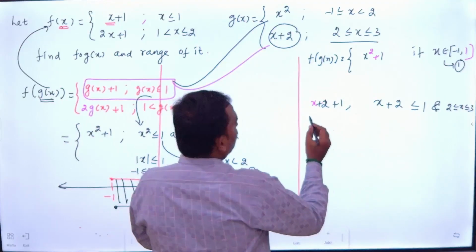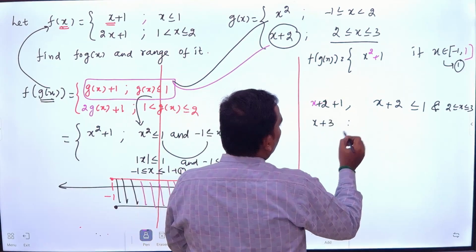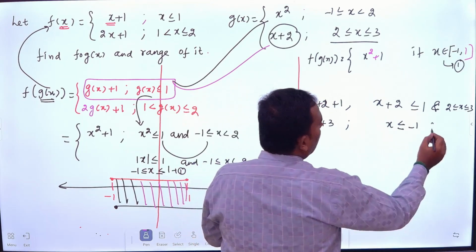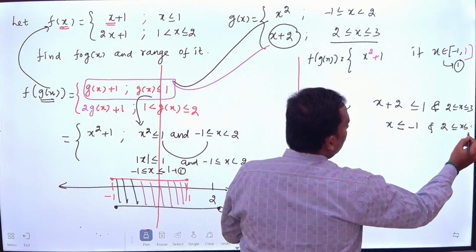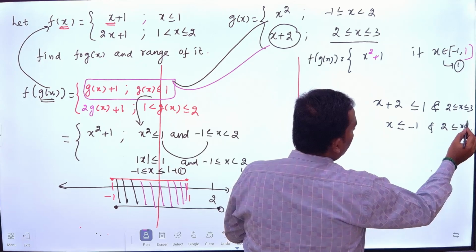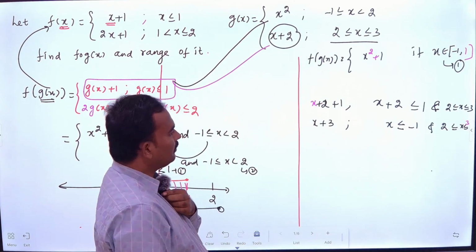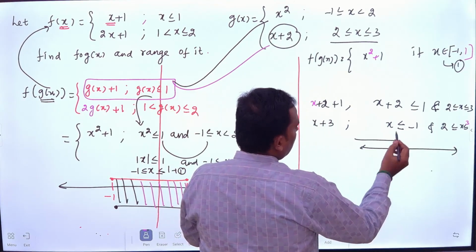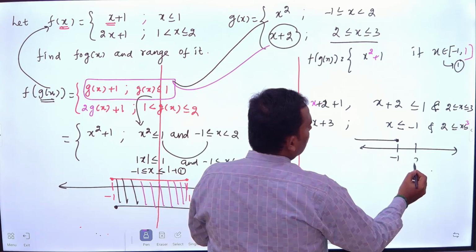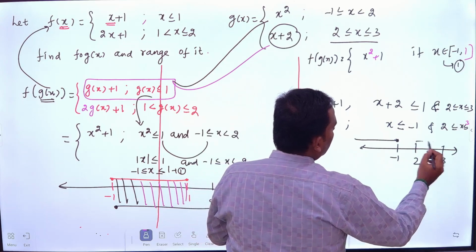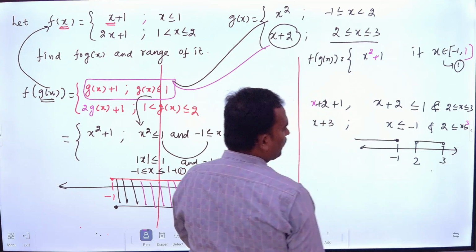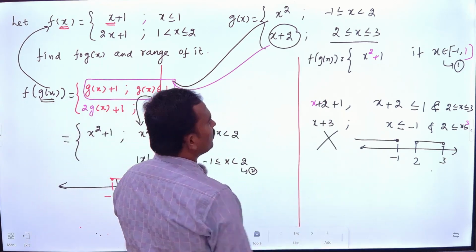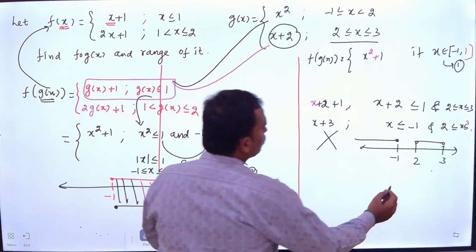Clear? Now, if you solve this, x plus 3 less than or equal to 1 gives x less than or equal to -1, and x is from 2 to 3. Now you can see the number line. x is less than or equal to -1 and the second interval is 2 to 3. There is no common intersection, so you can leave this function out. It is not defined, that means x belongs to the empty set here.